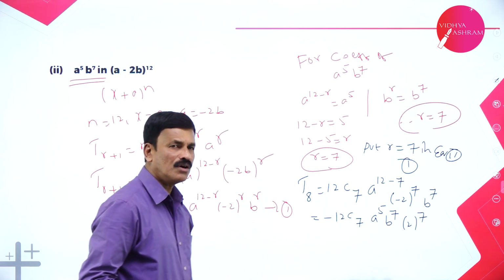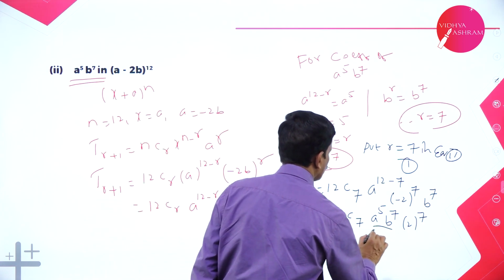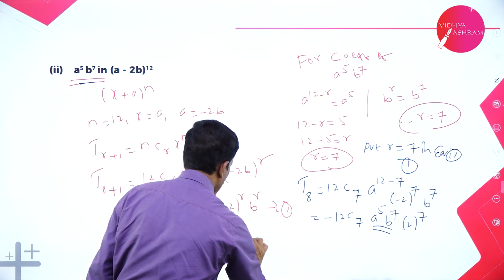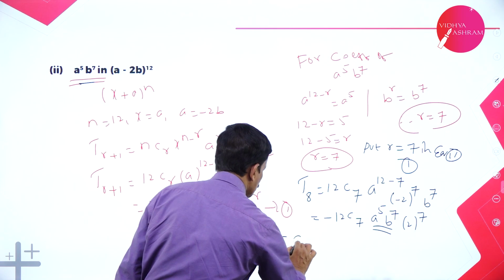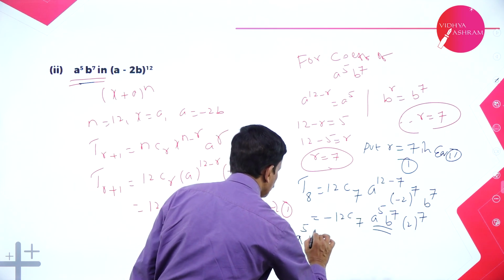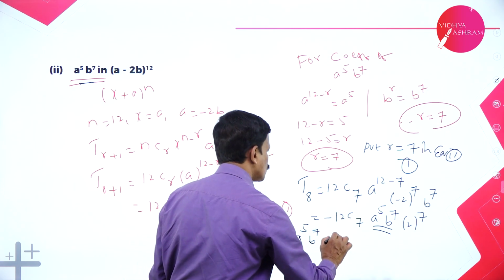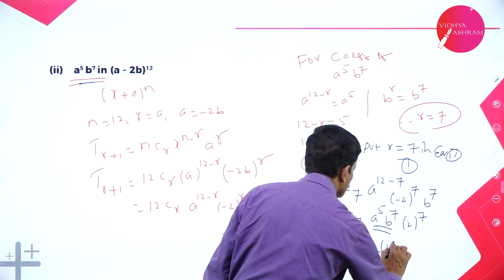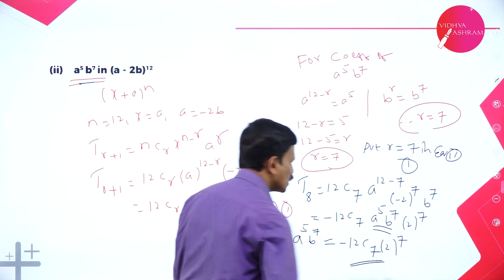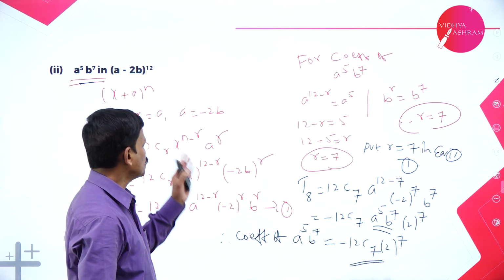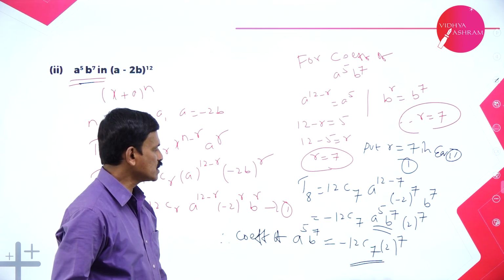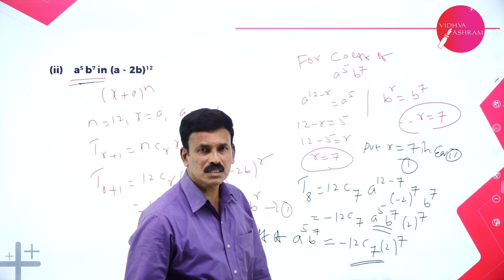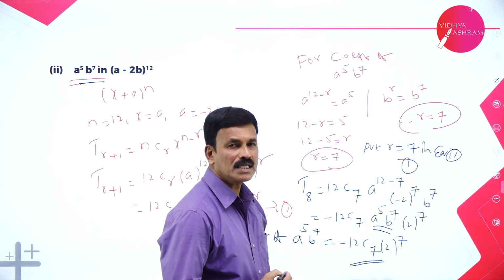Now what is the required coefficient? So therefore the coefficient of a raised to 5, b raised to 7 is this. So therefore the coefficient of a to the power of 5, b to the power of 7 is equal to minus 12C7 into 2 to the power of 7. This is the required answer. That's it. Okay. Now next, move on to the next problem.